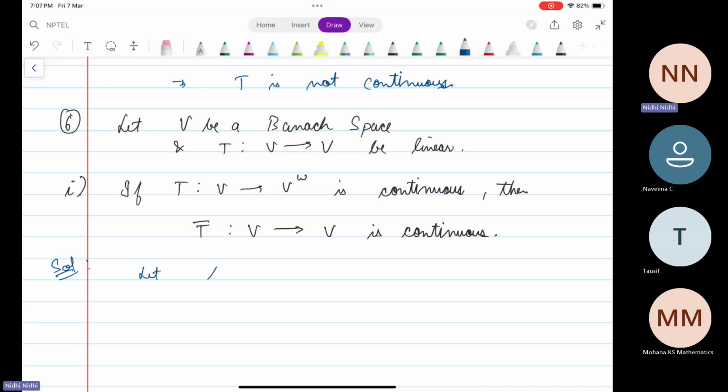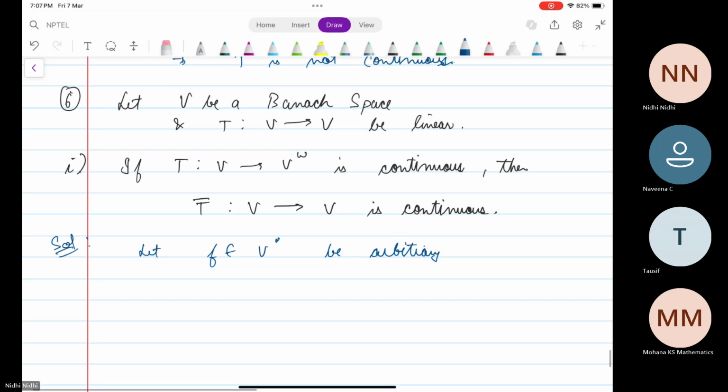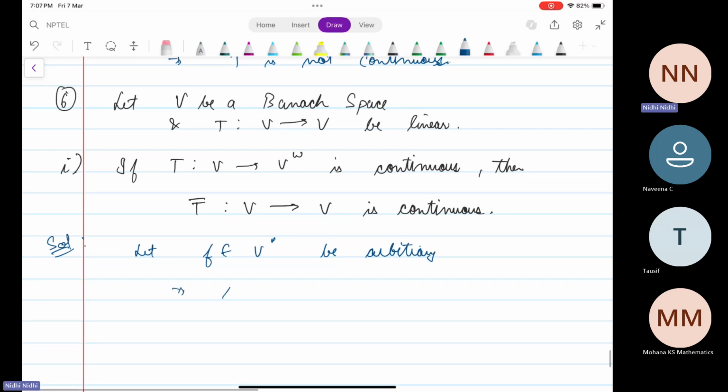Now let F belonging to the dual of V star be arbitrary. This implies F from V weak to R is continuous. In fact, this is how weak topology is defined. Weak topology is the smallest topology such that every functional is continuous.